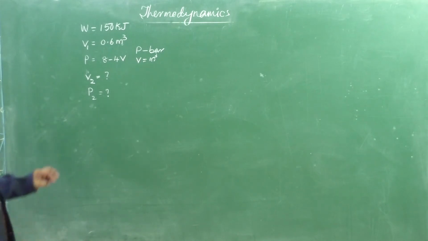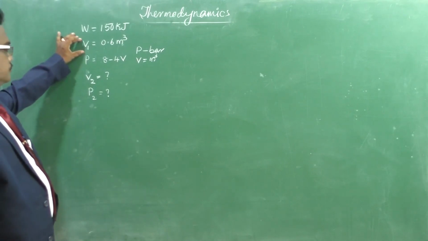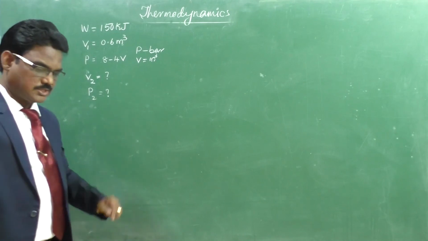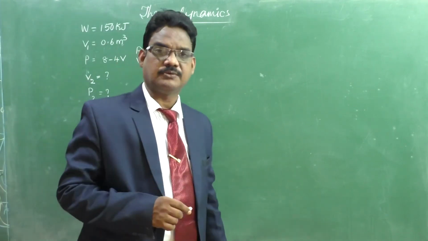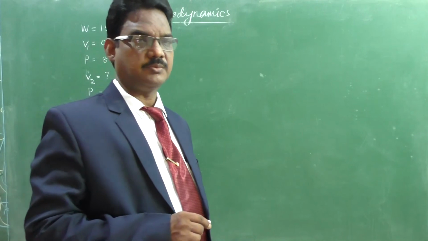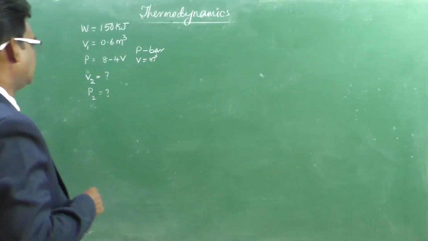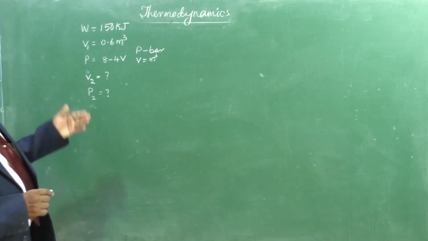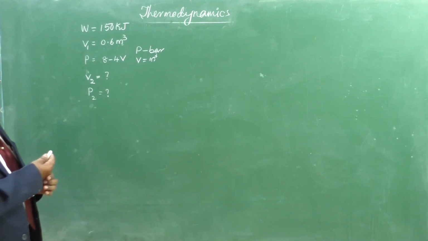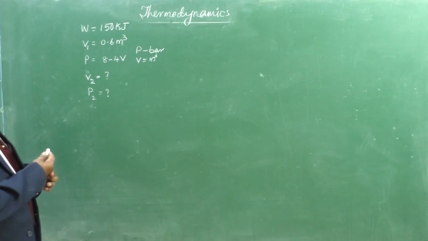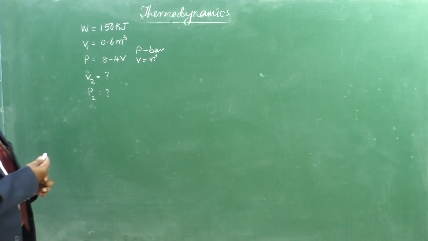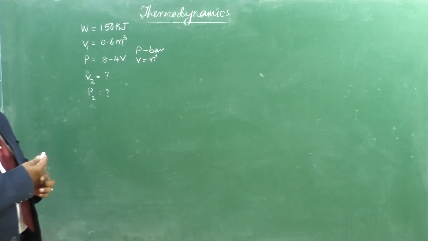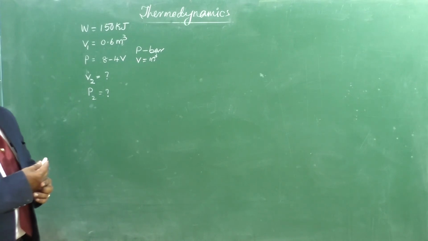Here V1 is given. Once you know the W is given, W is equal to integration of P dV within the limits of V1 to V2. Okay, V1 we know and V2 we don't know. After that we can find V2, then we can substitute V2 in the equation and find the P2.